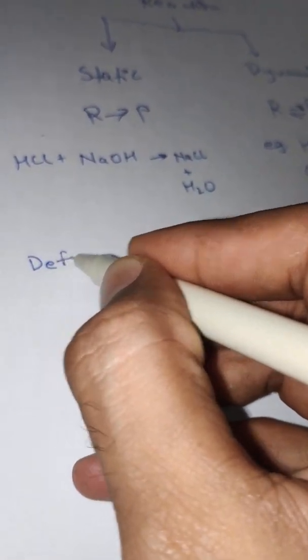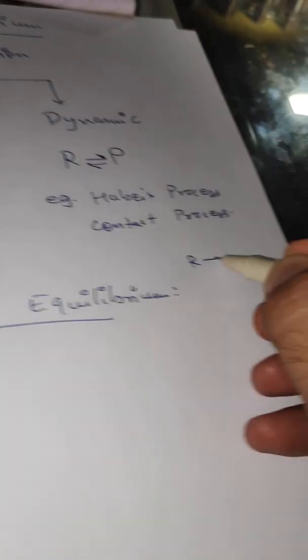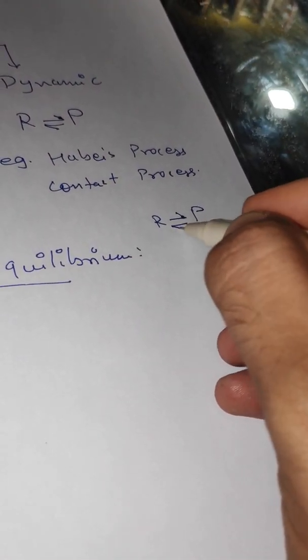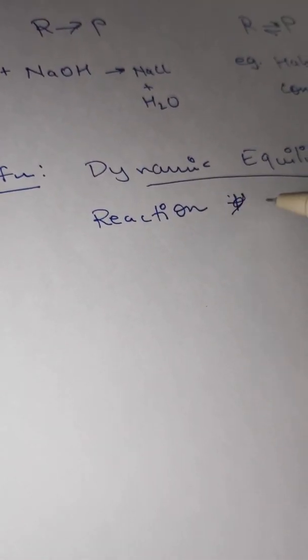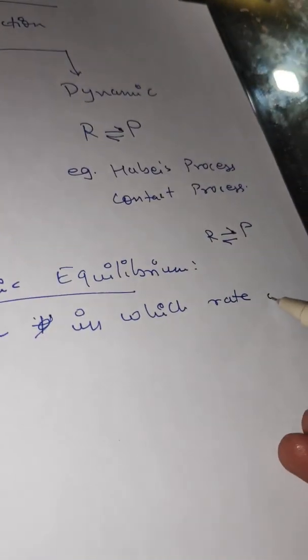Now the next most important thing is the definition of dynamic equilibrium. So understand what dynamic equilibrium is. If reactants are getting transformed into products, that's the forward reaction, and if products are getting transformed into reactants, that's the backward reaction. The reaction in which the rate of forward reaction equals the rate of backward reaction is called dynamic equilibrium.